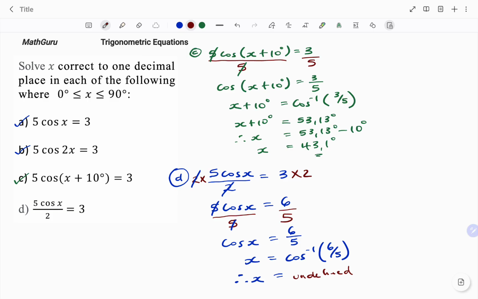That is because the domain of the arc cos of x is from -1 to +1. And if you look at 6 over 5, 6 over 5 is already 1.2, which is greater than the domain. The maximum you can have is 1. So therefore, if you check on your calculator and you press the second function button of your cosine of 6 over 5, it's going to give you an error. So which means x cannot be equal to the arc cos of 6 over 5.